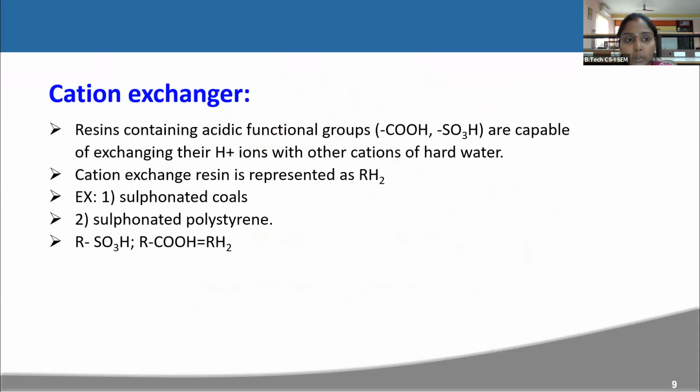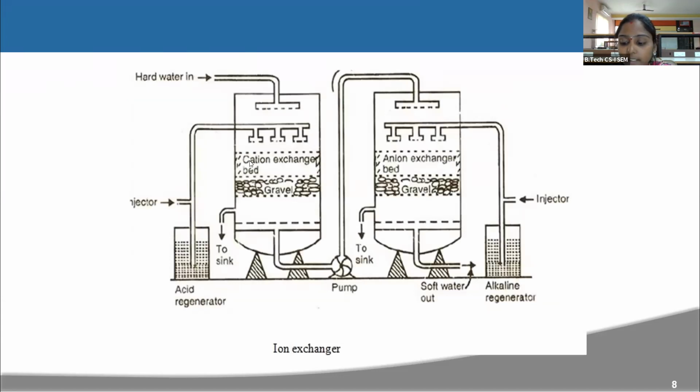See, cation exchange process. The H plus ions present in the cation exchange resin get exchanged with the cations present in the raw water. Raw water contains calcium sulfate and sodium chloride already, right? Not only these elements, many others are also present: sodium, potassium, calcium, magnesium. So the H plus ions present in the cation exchange resin get exchanged with the cations present in the raw water such as sodium, potassium, calcium, and magnesium, etc.